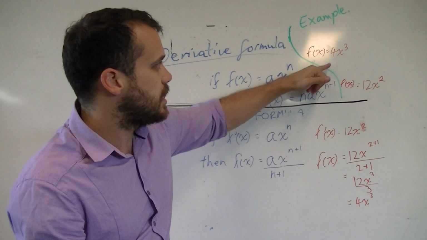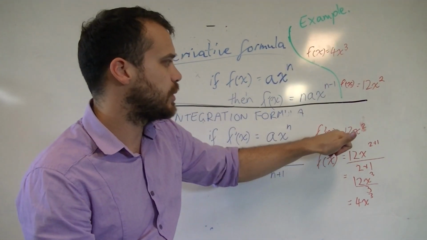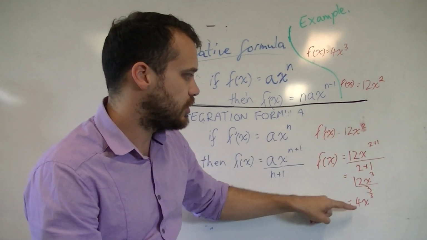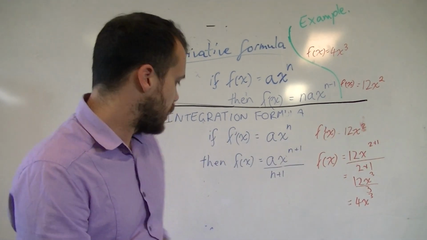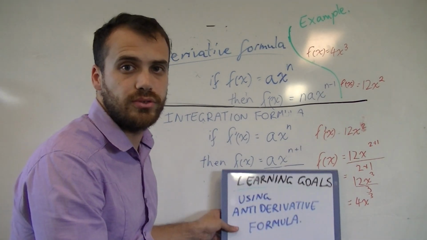So in the beginning example, we went from 4x cubed, we found the derivative, 12x squared. In this example, we went from 12x squared to the original 4x cubed. That is a quick introduction to using the antiderivative formula.